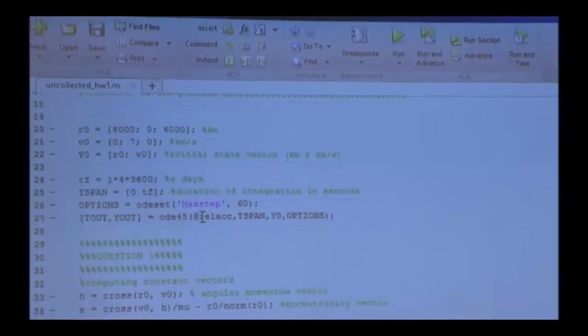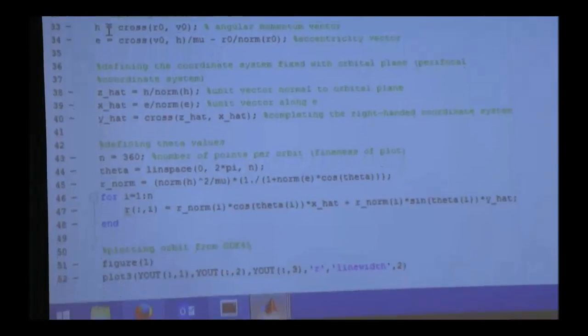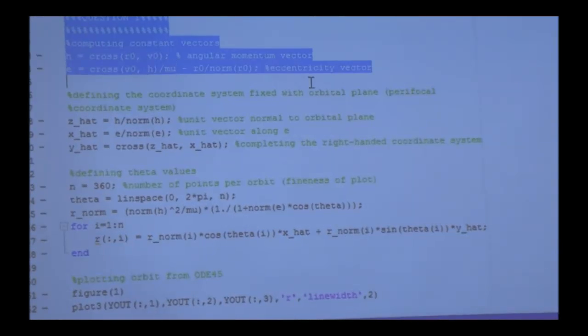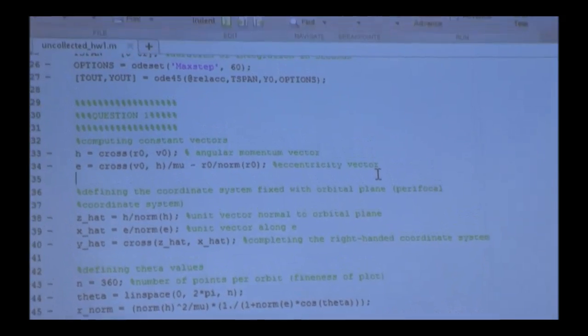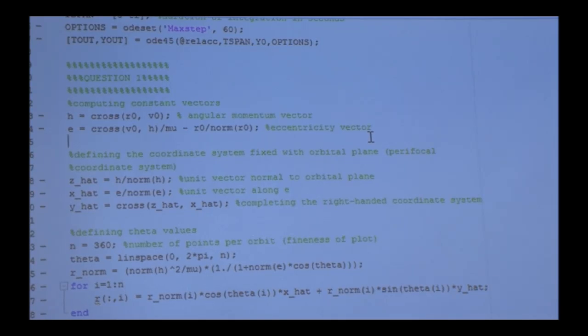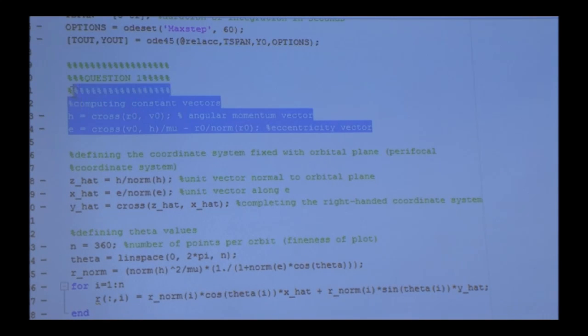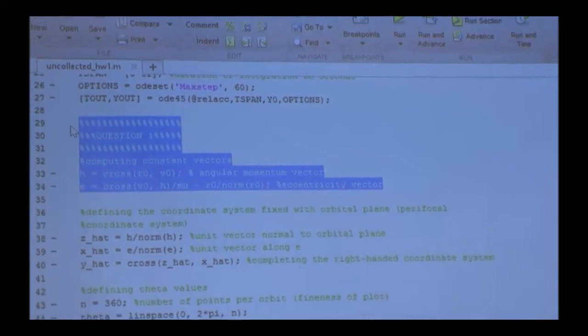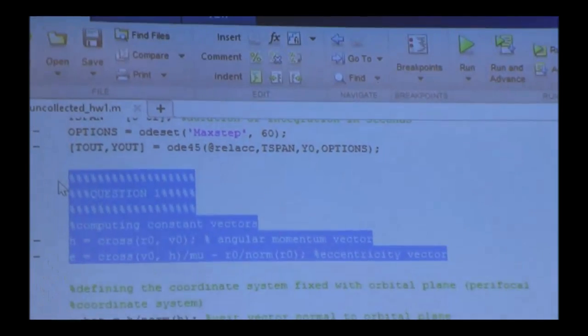So this is old stuff. You have it, you have it, or you have it. ODE45. So this is the new stuff. Question 1. Very simply, I take the cross product of initial velocity and position, and I get h. You must start from h and e. Those are the first two things that we've proven are constant for a Keplerian orbit, right? You start from those, and then you compute everything else. But you have to compute those.